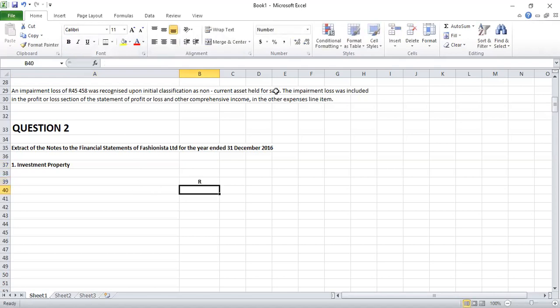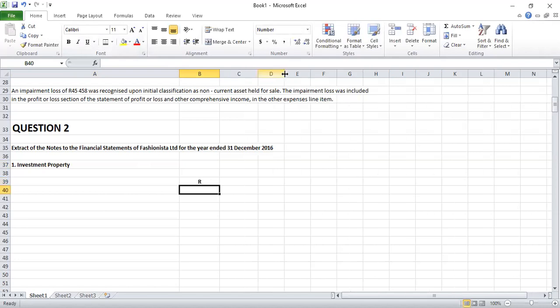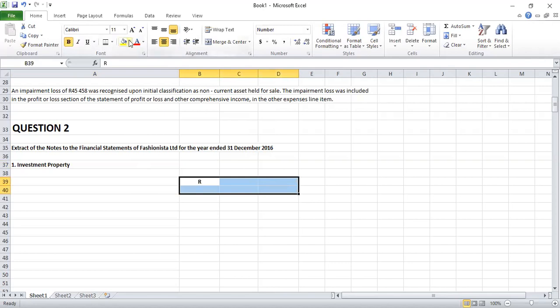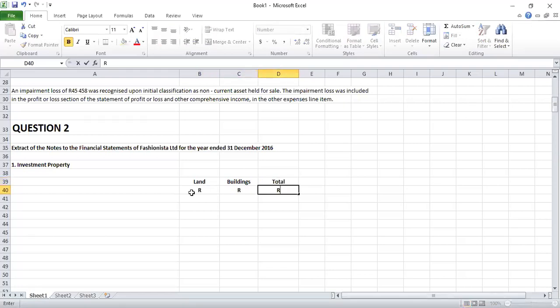I think we should have land, buildings, and total. Right, we have the carrying amount at the beginning of the year.